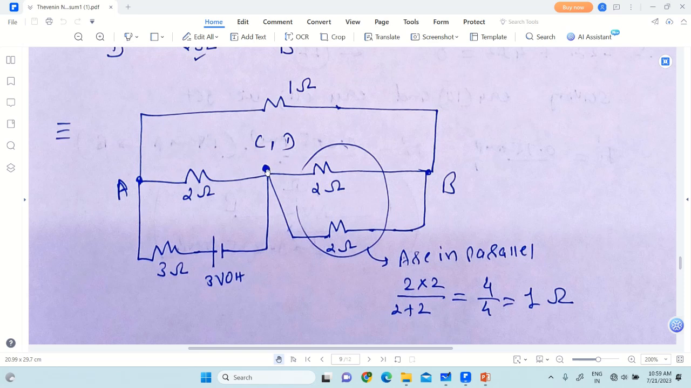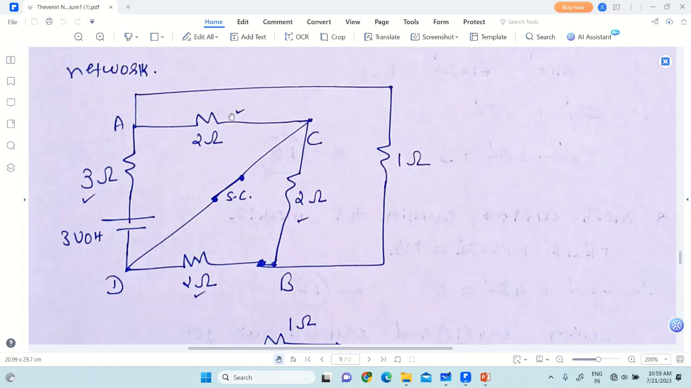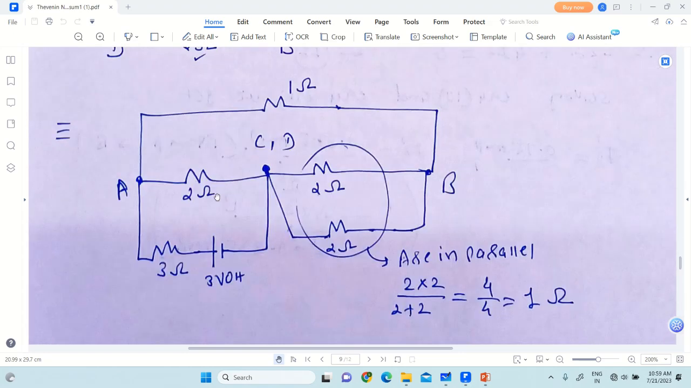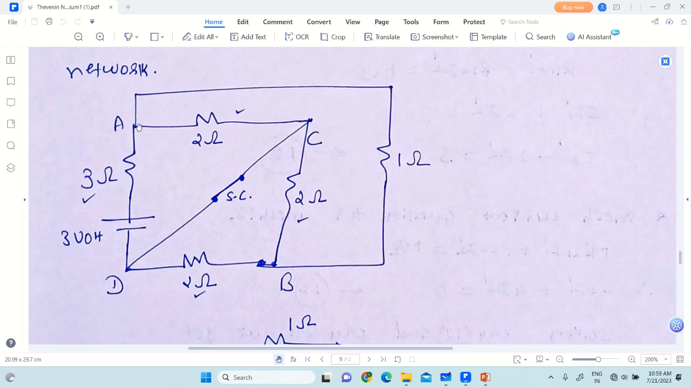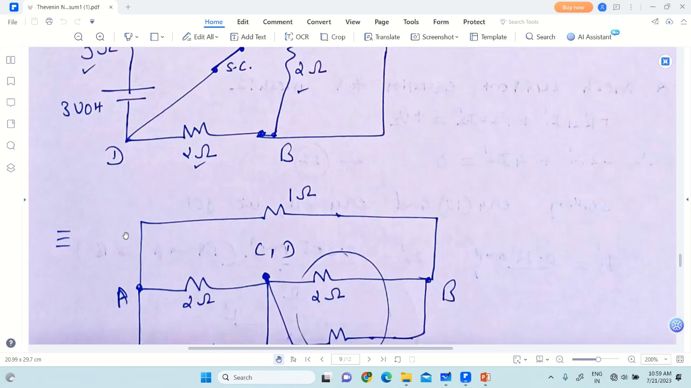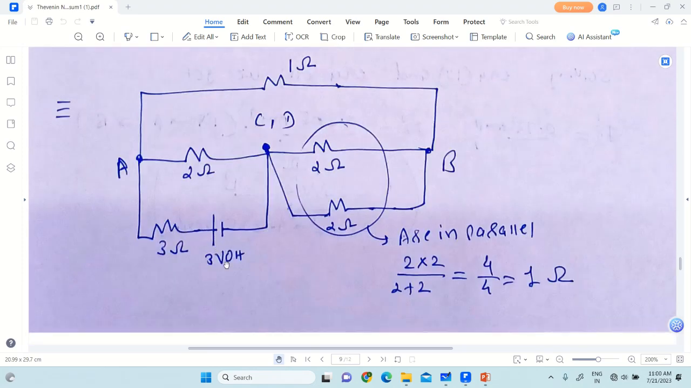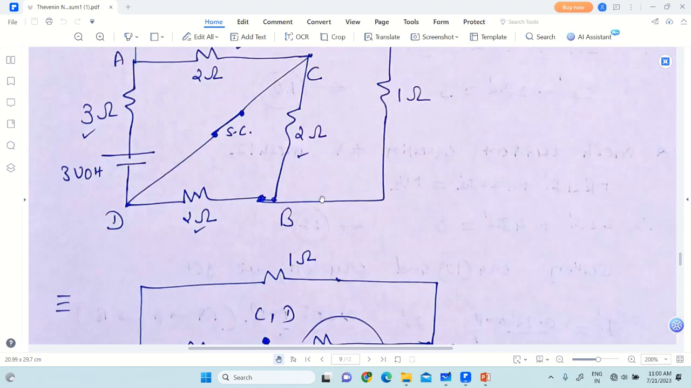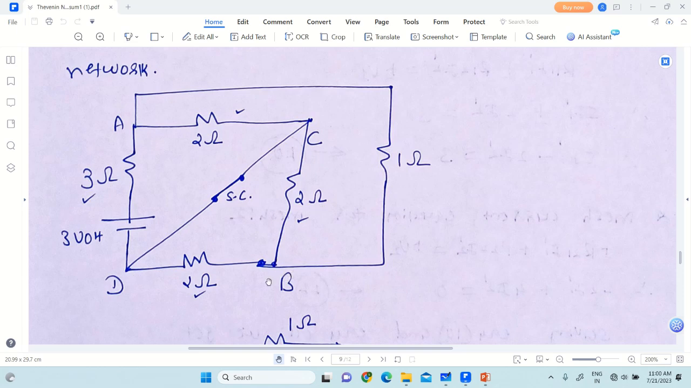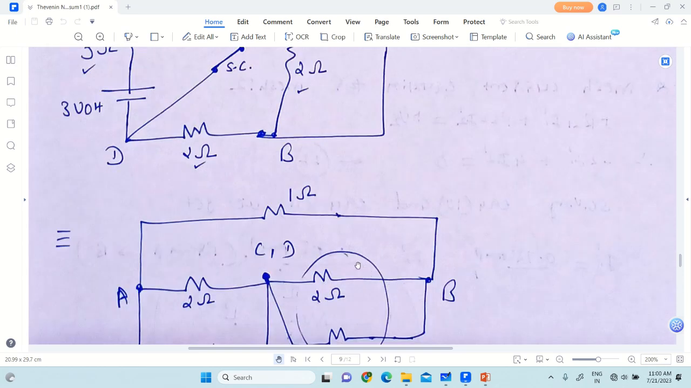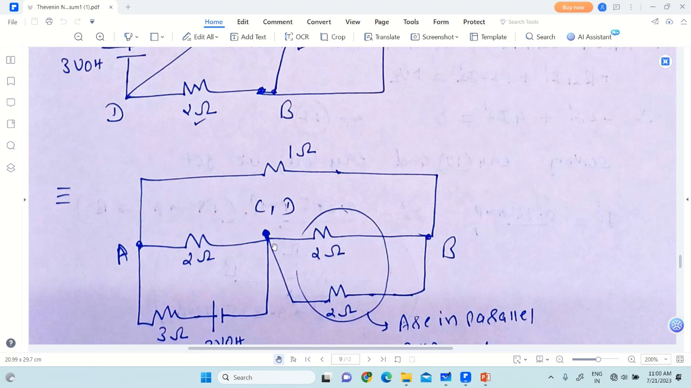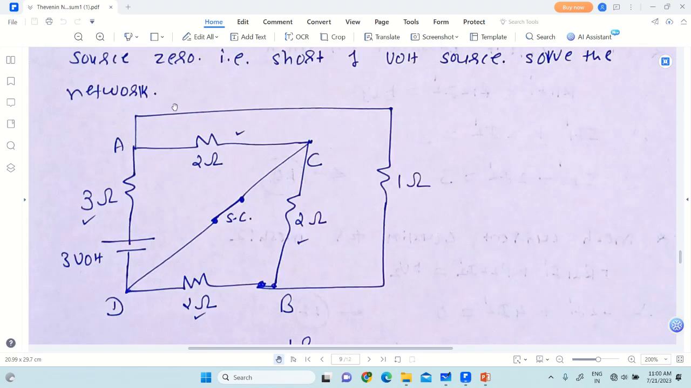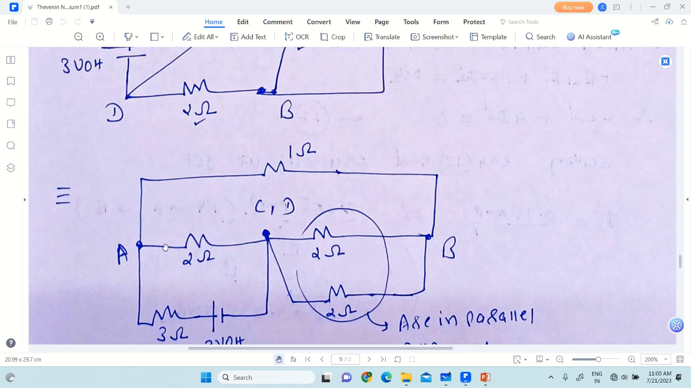First of all, place the principal nodes. Now one by one connect the resistances. Between A and C, 2 ohm resistance. Between A and D, 3 ohm resistance in series with the 3 volt source. Then between B and D, 2 ohm. Between B and C, 2 ohm. And between A and B, 1 ohm.